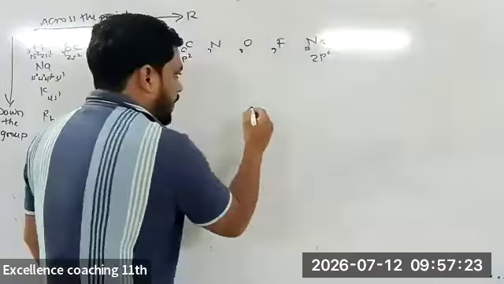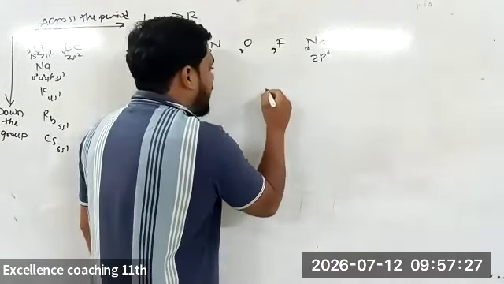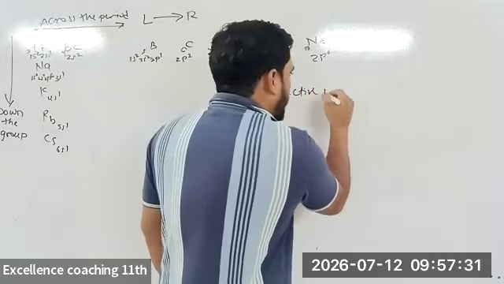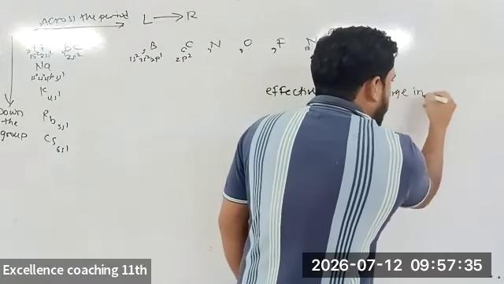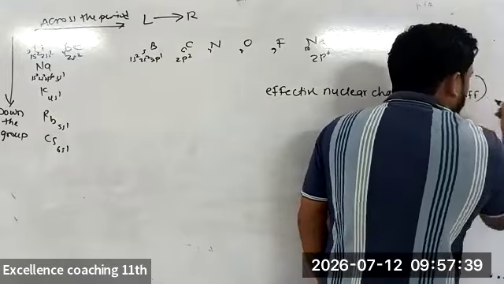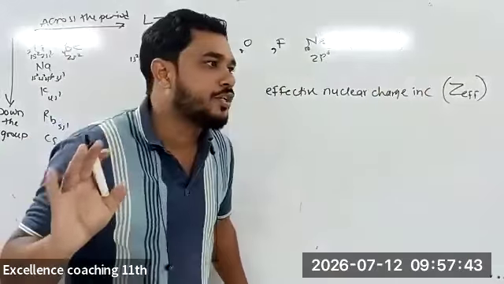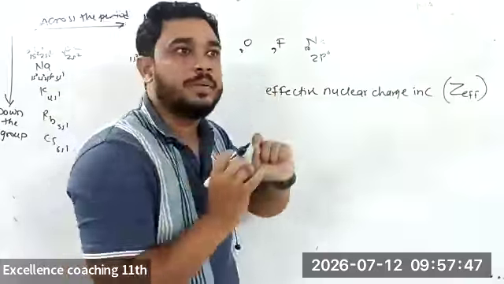See, the reason here is effective, very important word, very important word. Effective nuclear charge increases, which can also be given as Z effective. Don't ever forget this in my class. What is effective nuclear charge? Don't ever forget. Very important thing I'm telling you.